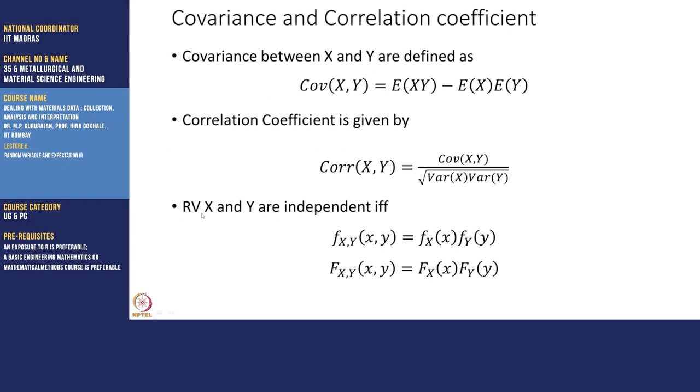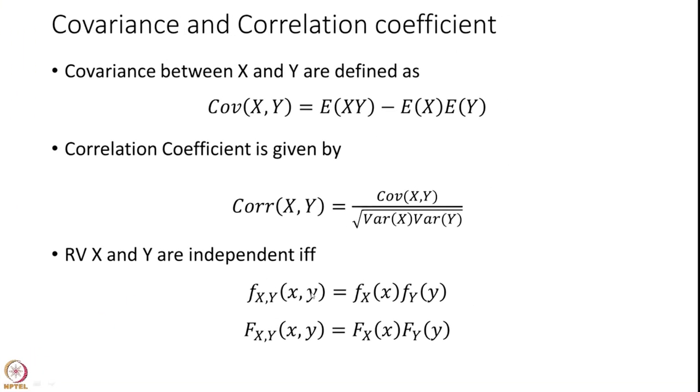Now, we say that x and y are two independent random variables if and only if the joint density function or probability mass function is actually a product of two separate marginals of x and y. This is true both with respect to continuous random variables and discrete random variables.